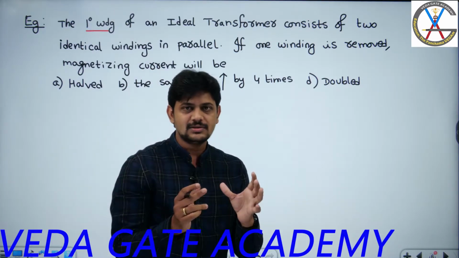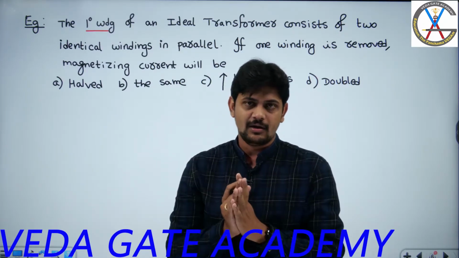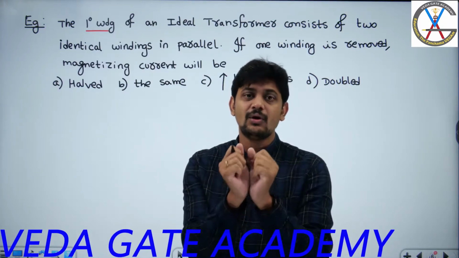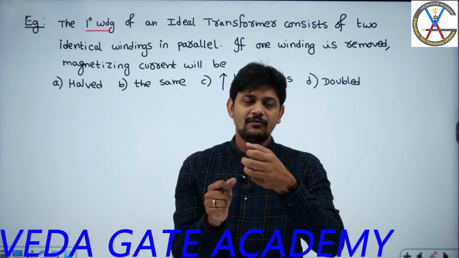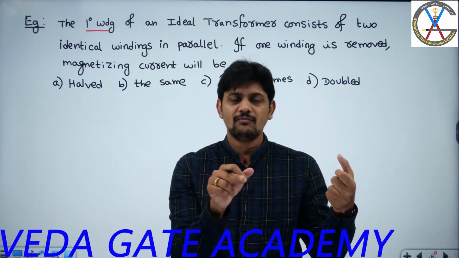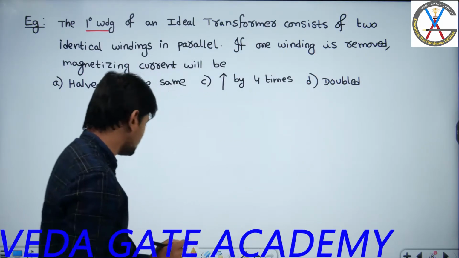Initially my transformer primary winding consists of two identical windings which are connected in parallel. Now what they have done is they removed one identical winding out of the two, and then what will happen to the magnetizing current? You have to make a comment. For that, let us try to draw the diagram.